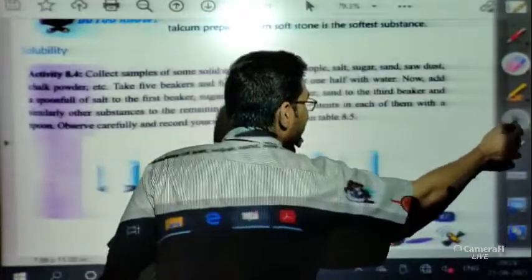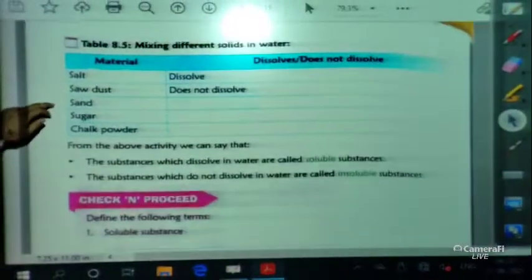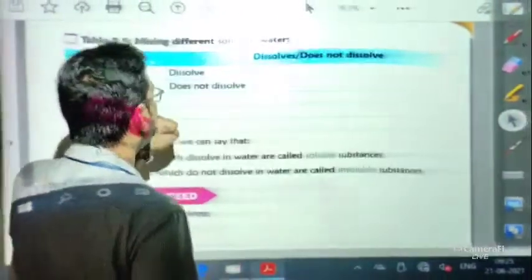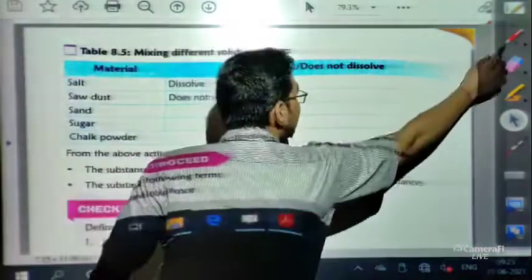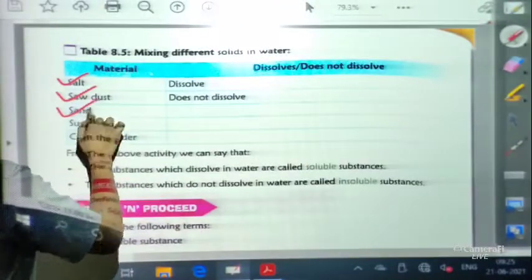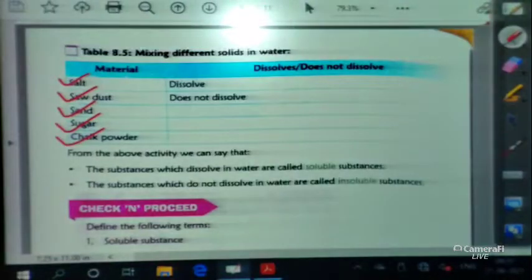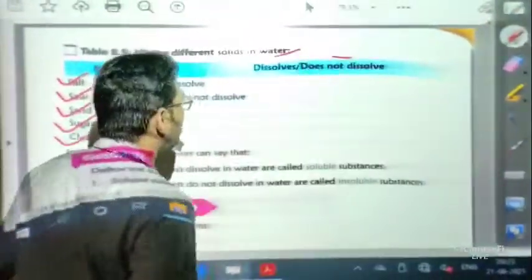Let us discuss, students, what observations we see. Table 8.5 lists all 5 substances. What are the solid substances that we have taken? Salt, sawdust, sand, sugar, chalk powder. These are the 5 substances that we have taken, and we have to write whether they dissolve or don't dissolve in water.